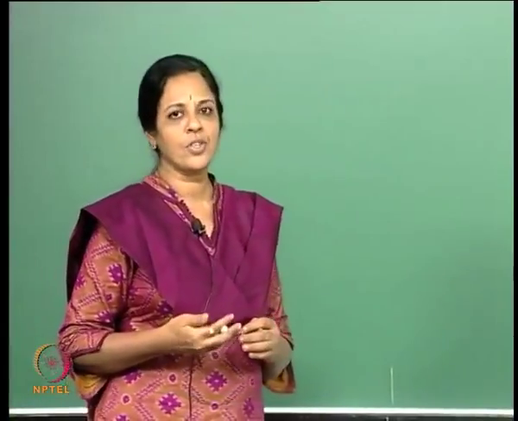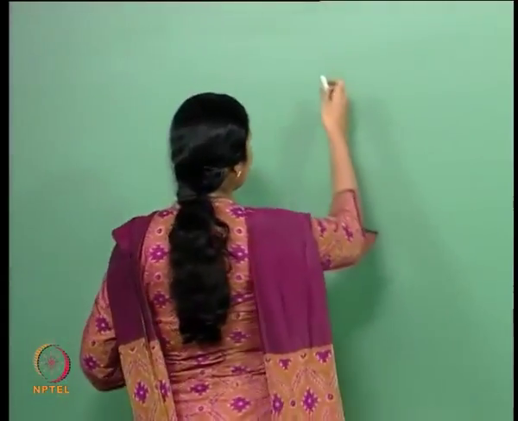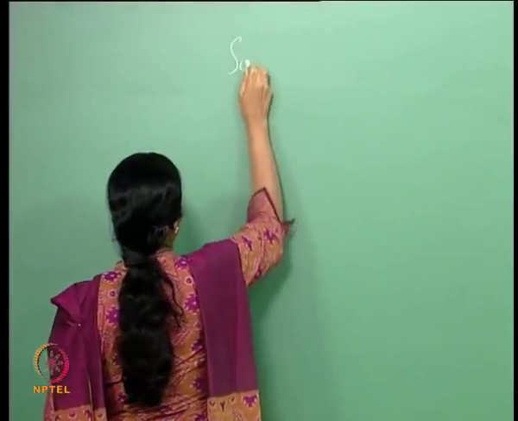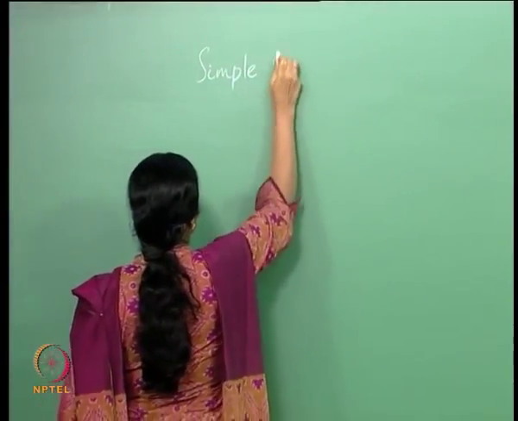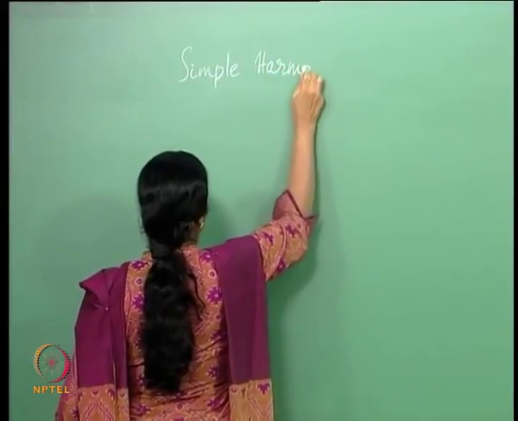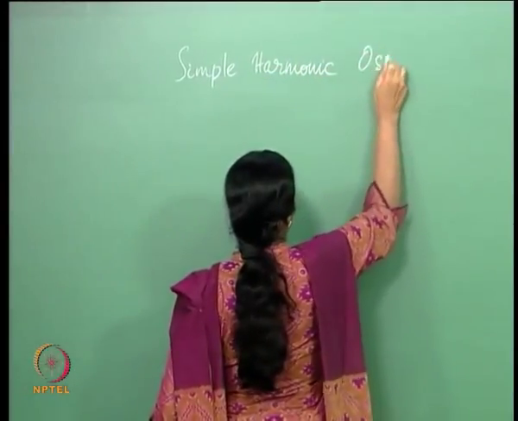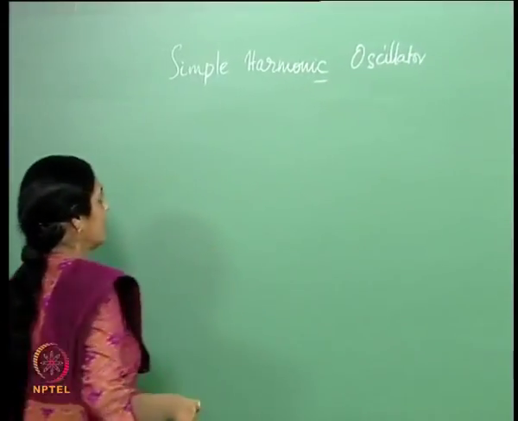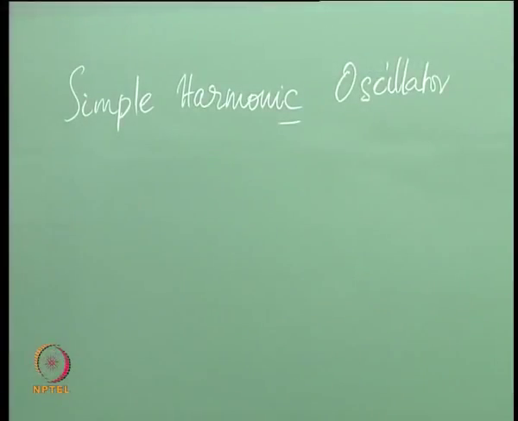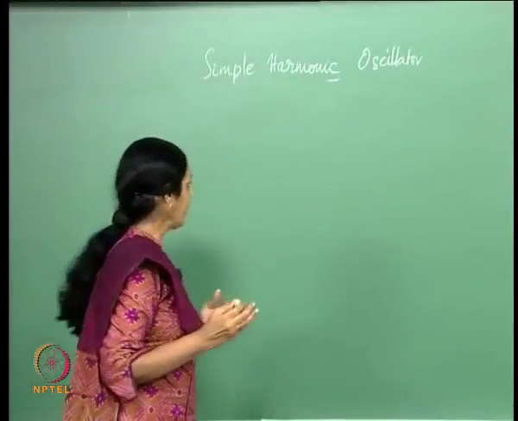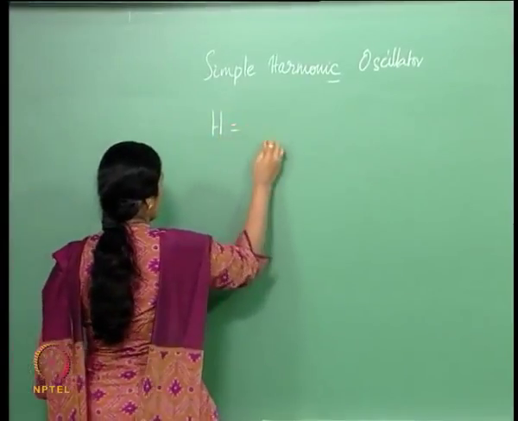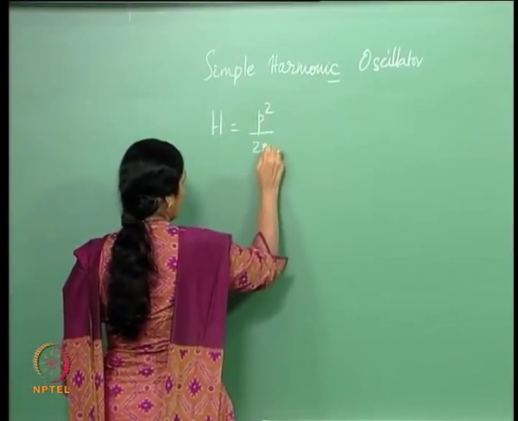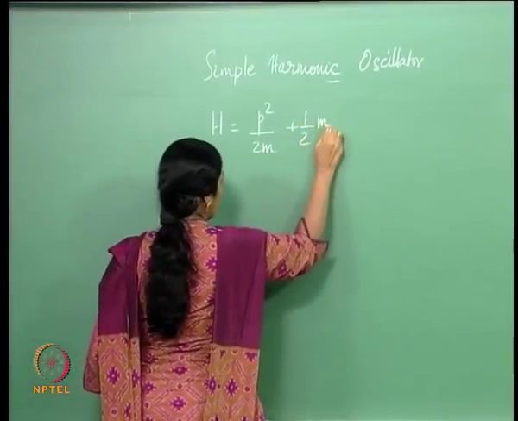In the last lecture we were looking at the simple harmonic oscillator, and this was in the position representation. So we will continue with the linear harmonic oscillator, the simple harmonic oscillator. And we realized that the equation to be solved, given the Hamiltonian H, is p squared by 2m plus half m omega squared x squared.